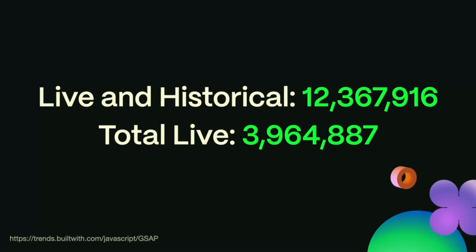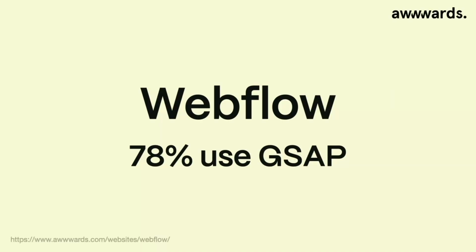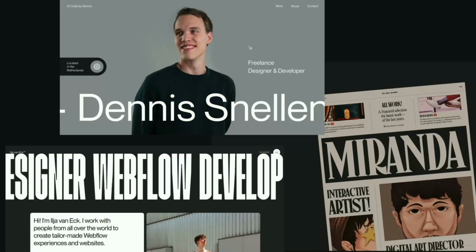I checked some stats recently, and it's been used on over 12 million websites, which is quite a lot for a team of 3. And there's almost 4 million websites live currently using GSAP. I mentioned in the keynote yesterday, there's a really big overlap between the Webflow community and the GSAP community, especially if you look at the sort of sites that end up on awards or CSS design awards. Out of all the Webflow sites that we found on awards, 78% of them use GSAP. So it's a good little combo.